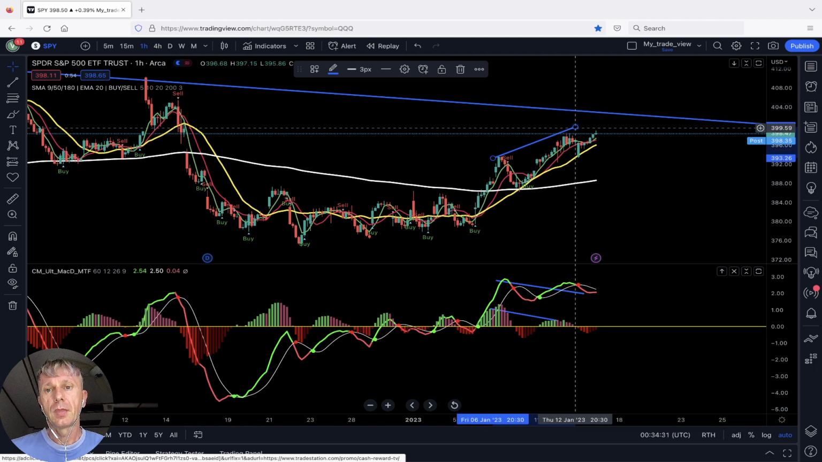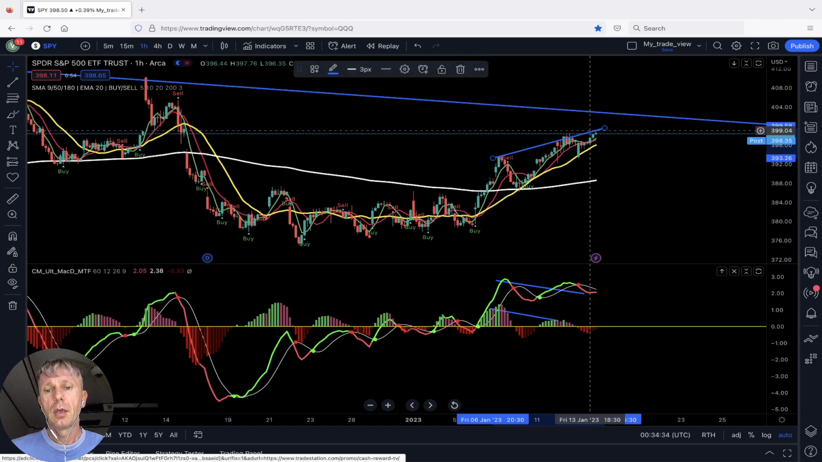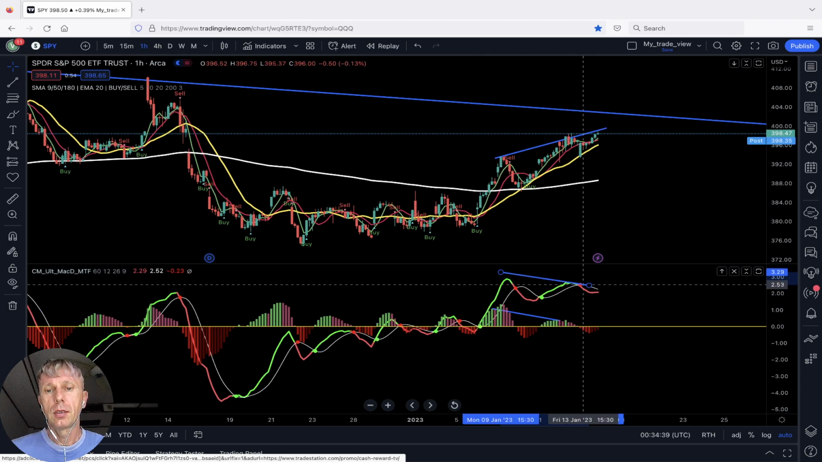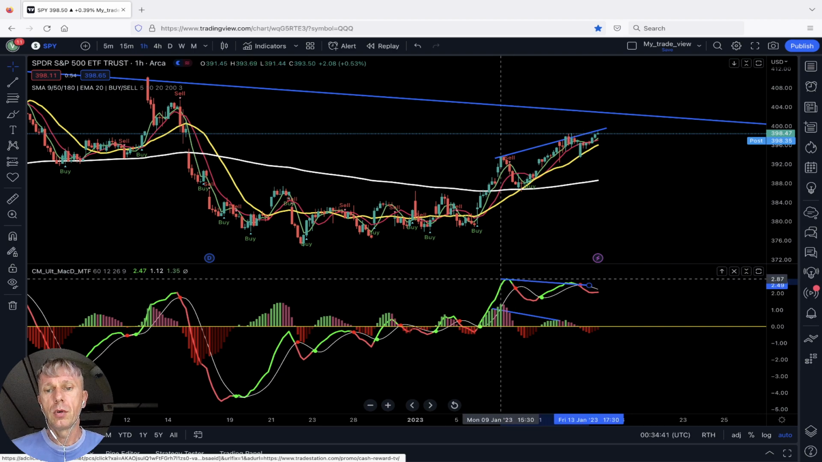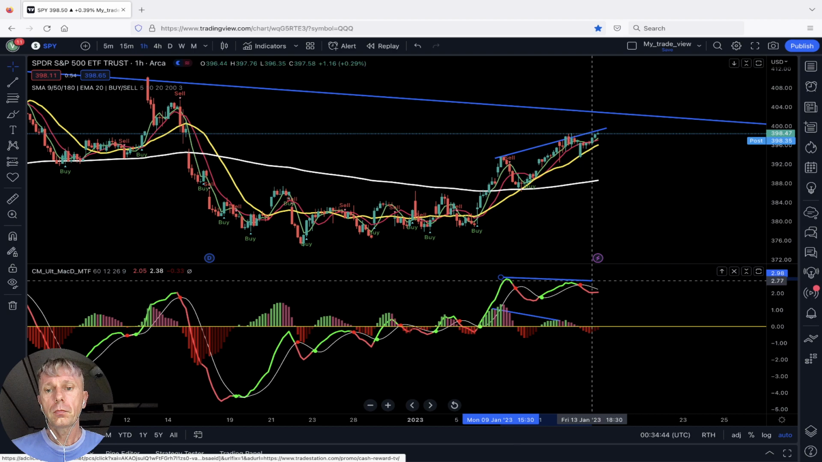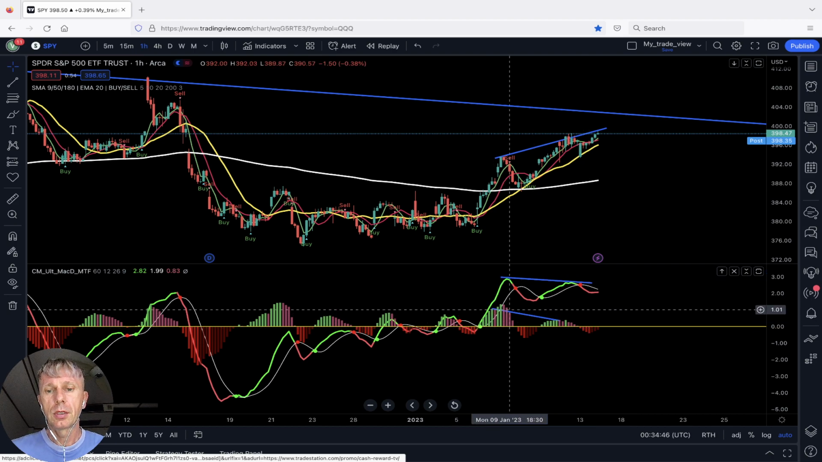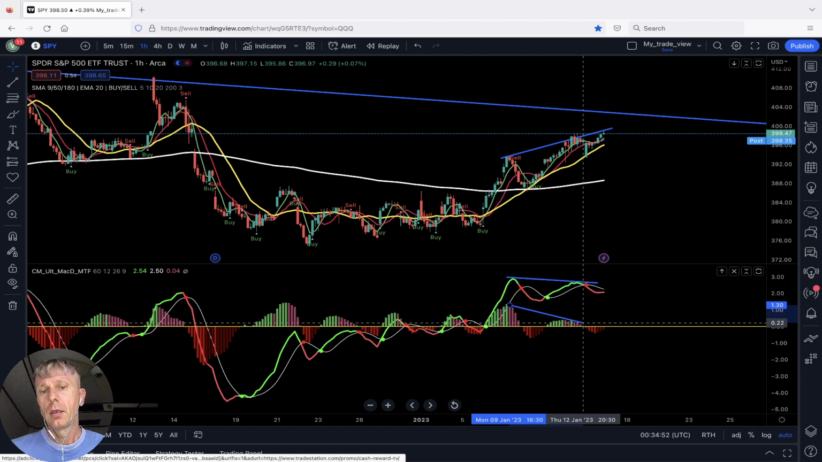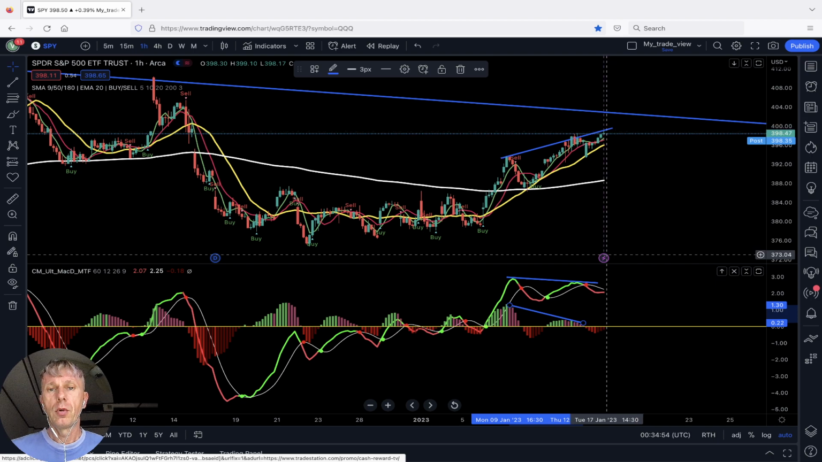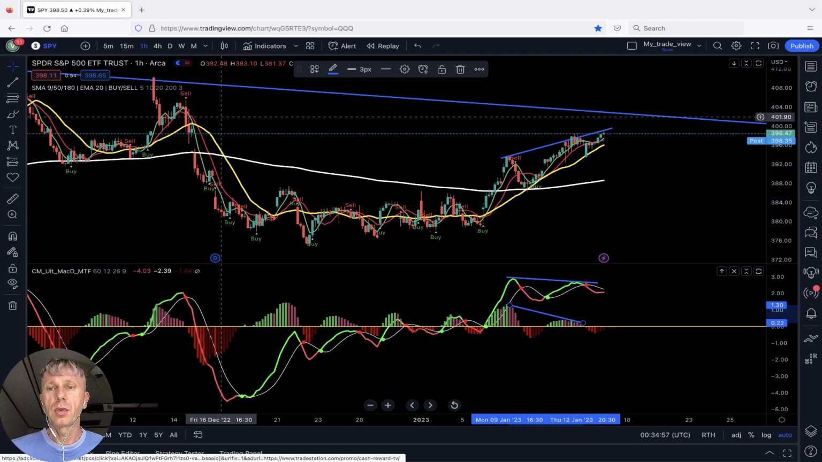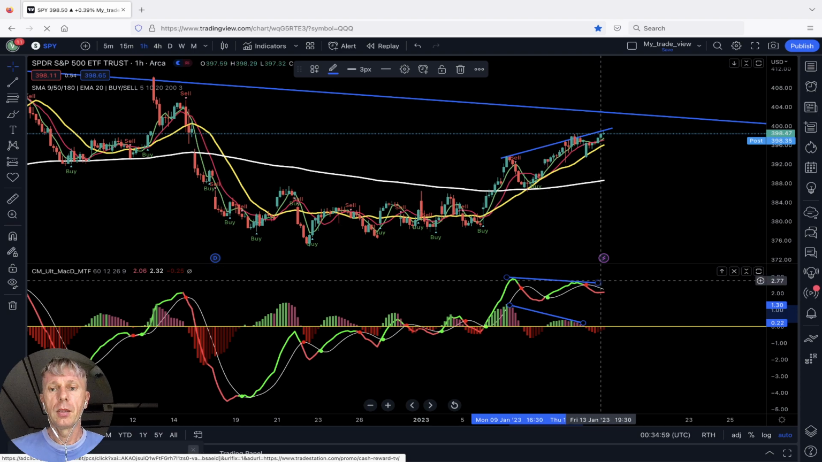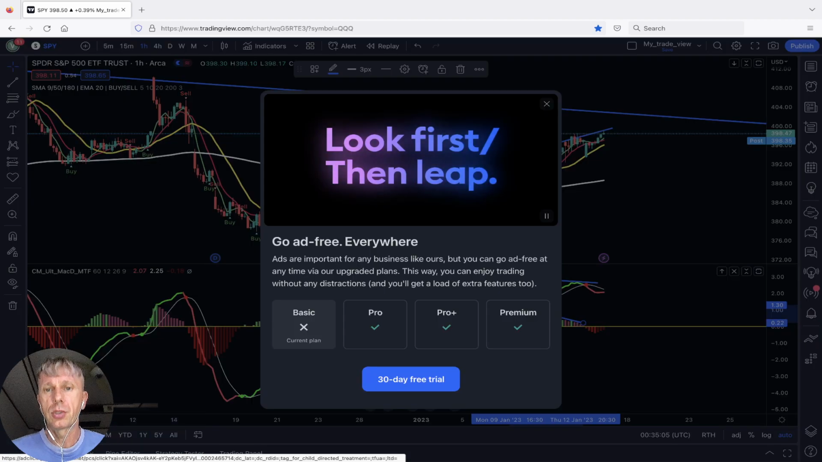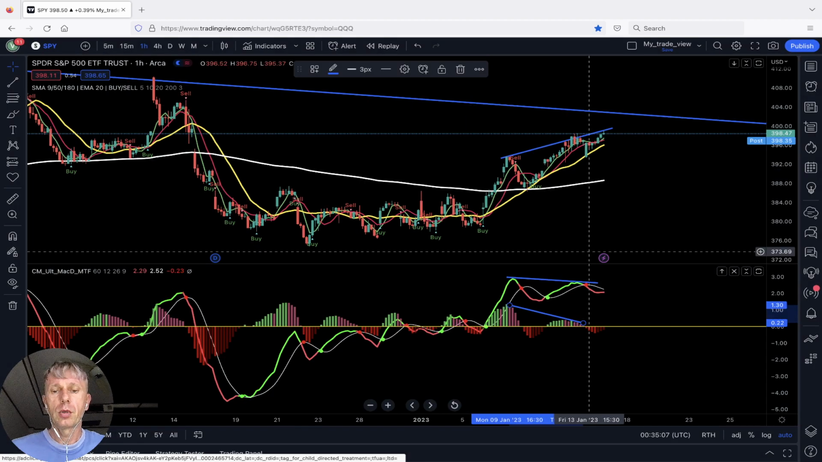Let's see. Yeah, price action is an uptrend. On the MACD, it's a bearish divergence, right? On the histogram, it's also a bearish divergence. Bullish trend with bearish divergences. It looks like the SPY wants to have some correction on 1 hour. And MACD even changed direction to bearish. It wants to have a correction.